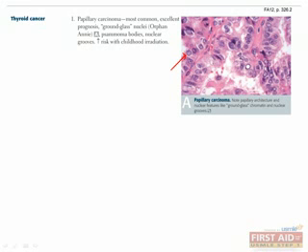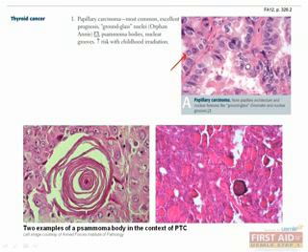Here, you can see the ground glass or orphan Annie eye nuclei, as well as nuclear grooves and intranuclear pseudo-inclusions. These are examples of a psammoma body in the context of PTC. Note in the left image that there is a single necrotic tumor cell in the center of the psammoma body that probably acts as the nidus for the formation of the structure.